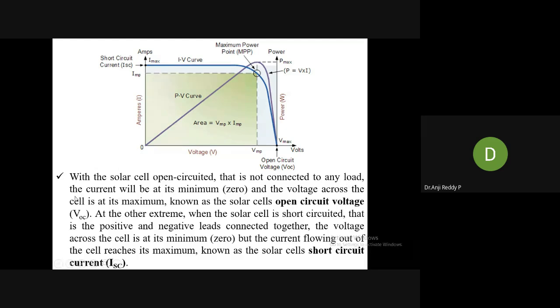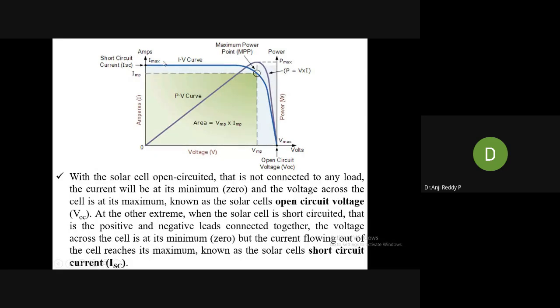And what about the current value? The current will be at its minimum, that means 0, and the voltage across the cell is at its maximum. Then that point we can call the open circuit voltage, known as the solar cell's open circuit voltage. This is one extreme point.